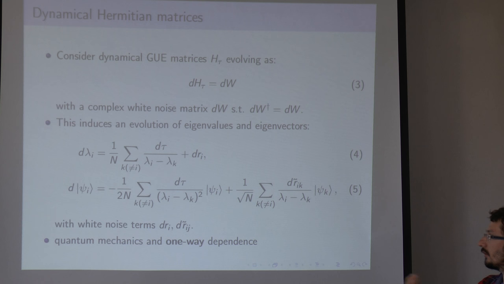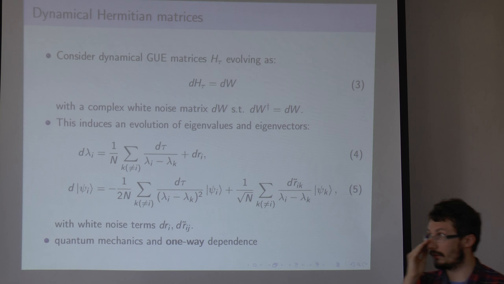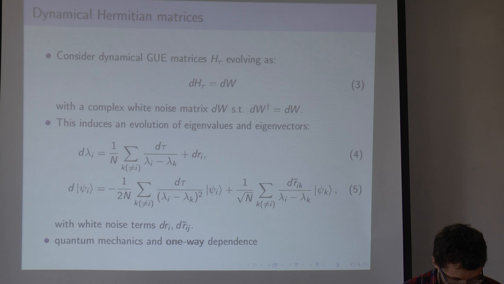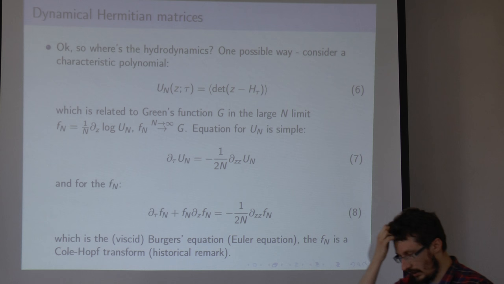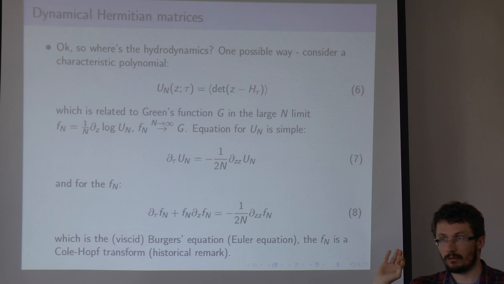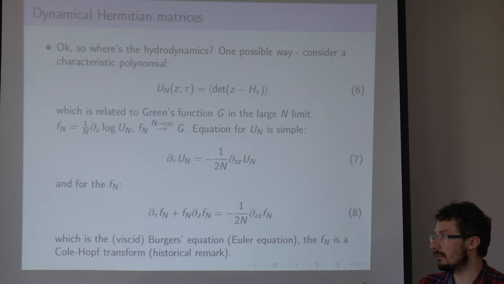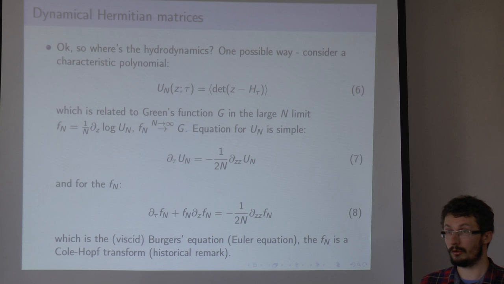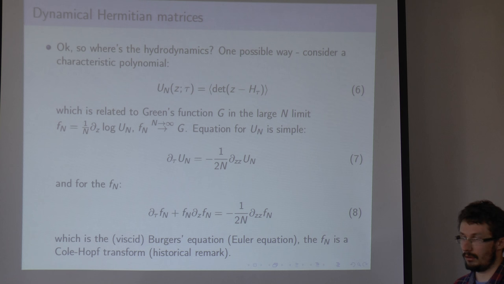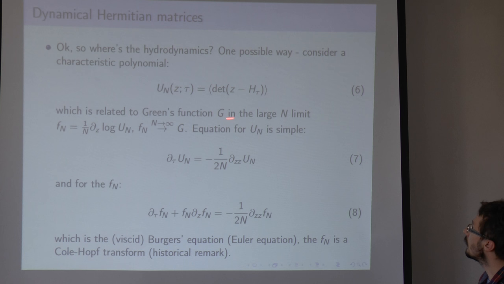And this turns out to be pretty important, at least from our point of view, because it says that we can look at some hydrodynamics of these models. If there's no dependence on eigenvectors, then we can construct an observable which has only information on eigenvalues, and we will have some kind of hydrodynamical description of the model. So the observable that we were looking into is this: the average characteristic polynomial of the matrix, and in the large N limit it is related to the Green's function. I wrote it down here by this formula.